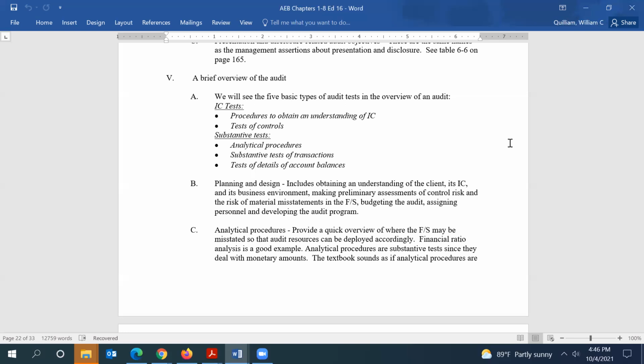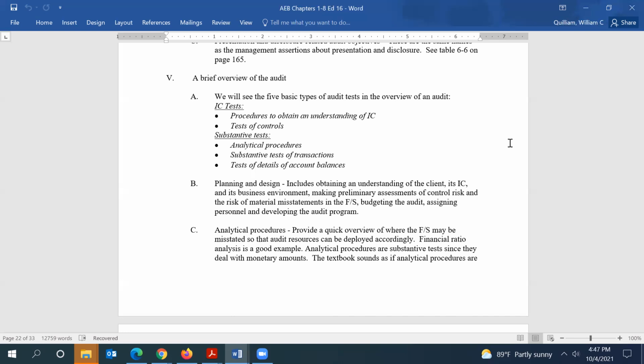Then we've got three types of substantive tests. Substantive means that we are substantiating a dollar amount. So in these three, we are checking up on the individual dollar amount of a transaction. We're checking up on an accounting number. One type will be analytical procedures. In analytical procedures, we'll see a little bit later in the course, these are quick and easy tests for reasonableness.